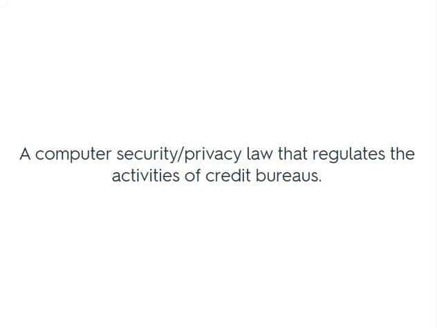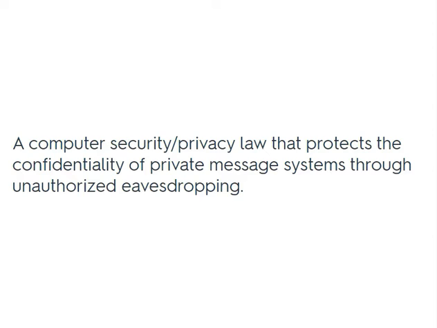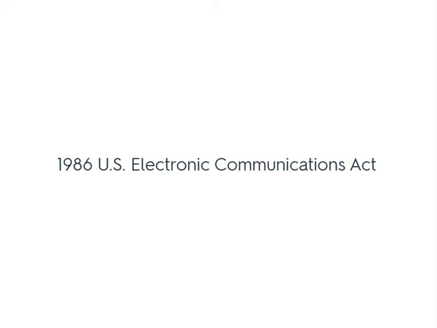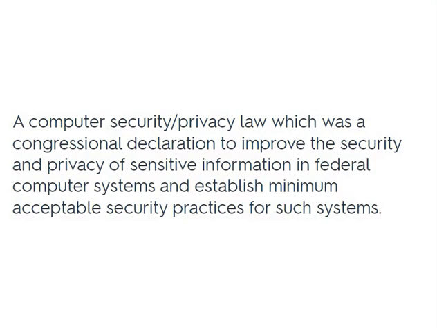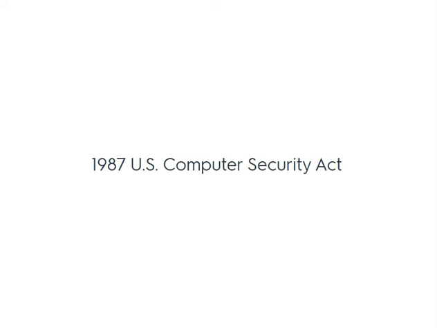A computer security privacy law that regulates the activities of credit bureaus. 1970 U.S. Fair Credit Reporting Act. A computer security privacy law that protects the confidentiality of private message systems through unauthorized eavesdropping. 1986 U.S. Electronic Communications Act. A computer security privacy law which was a congressional declaration to improve the security and privacy of sensitive information in federal computer systems and establish minimum acceptable security practices for such systems. 1987 U.S. Computer Security Act.